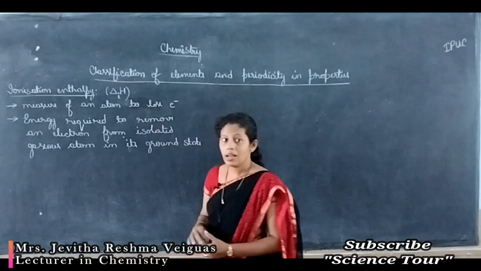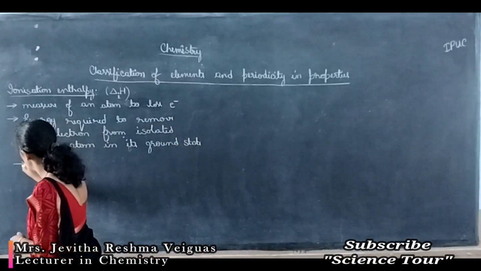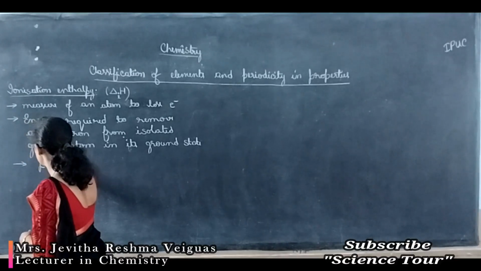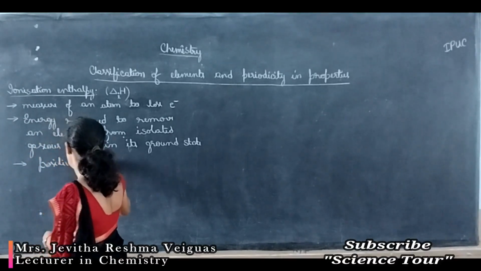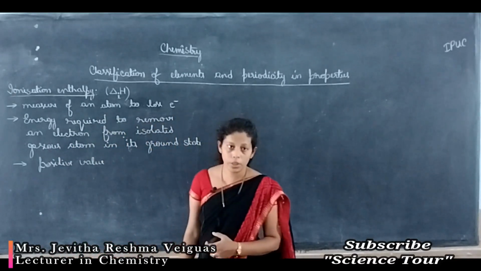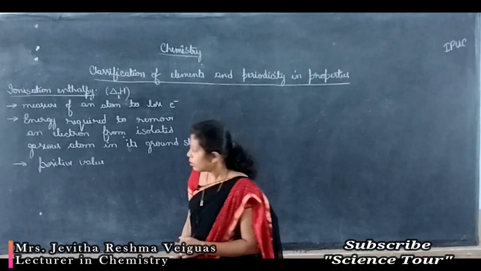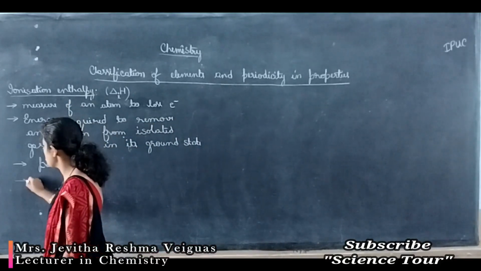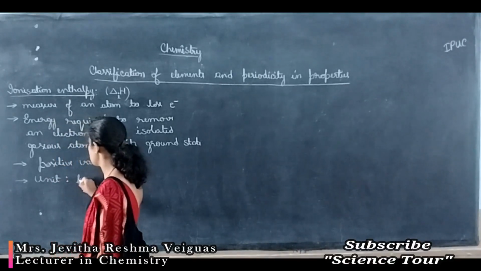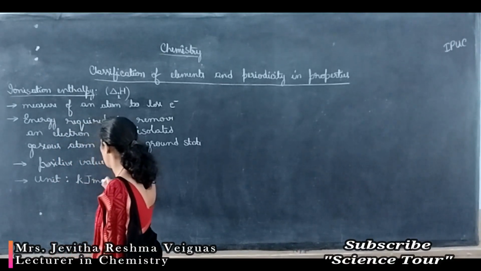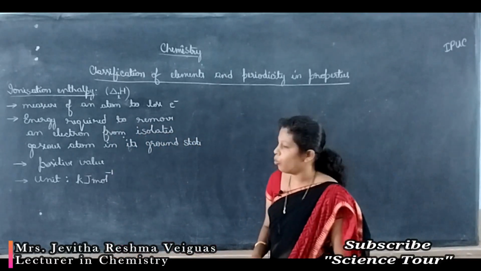This is the energy required. So the value is a positive value, since it is the energy absorbed or energy required to remove an electron. The unit of ionization enthalpy is generally expressed in kilojoule per mole.